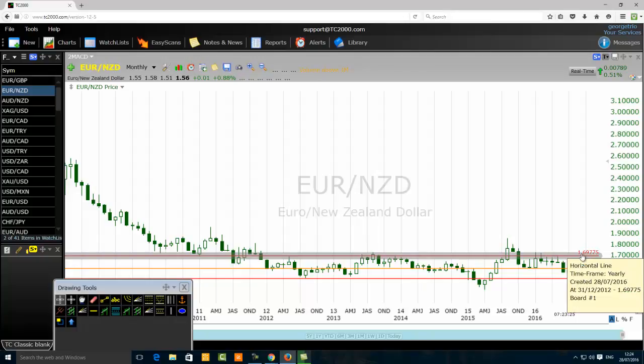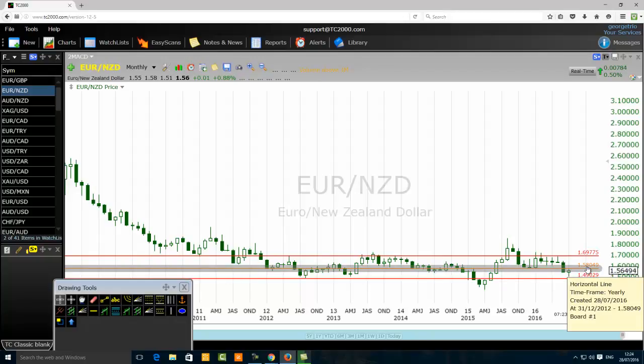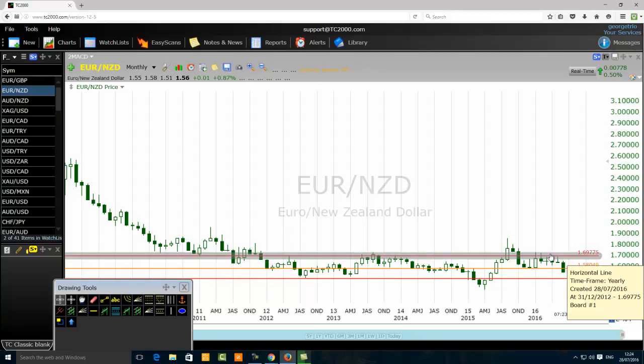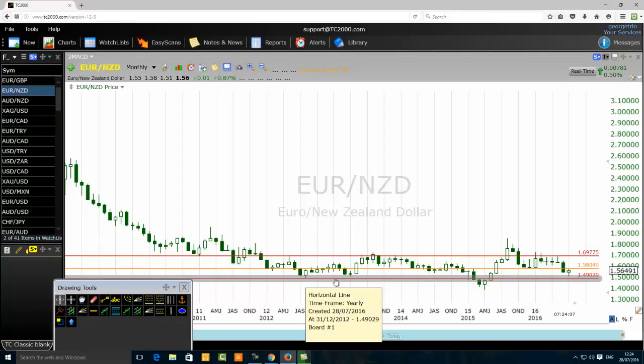It's consolidating between the level 16977 and 14902. The median line is 158. I don't usually give the exact level, I give the nearest level. So the nearest median line is 158.04. Now we know that the price structure is a consolidation that is taking place here. Professionals are selling on the edge of the level of 16977, and they are looking for opportunity to buy near the level of 14902. Since the beginning of 2013, this is the strategy they have been adopting.